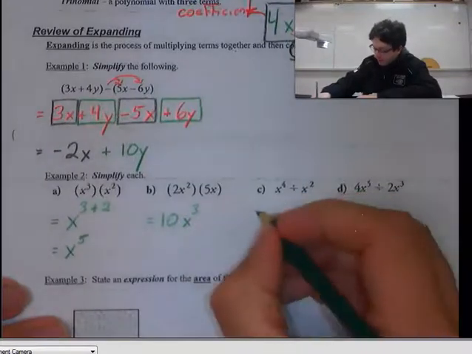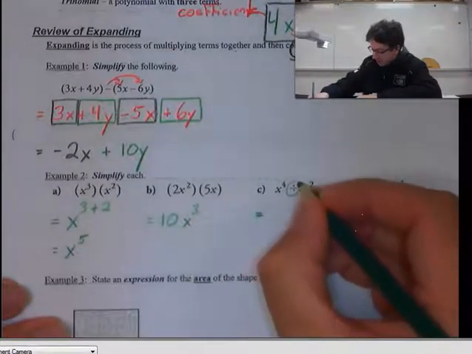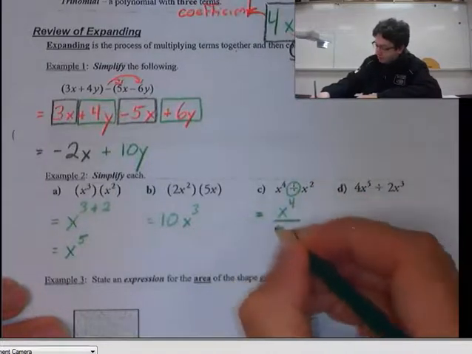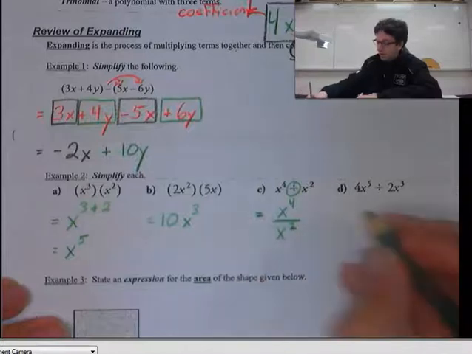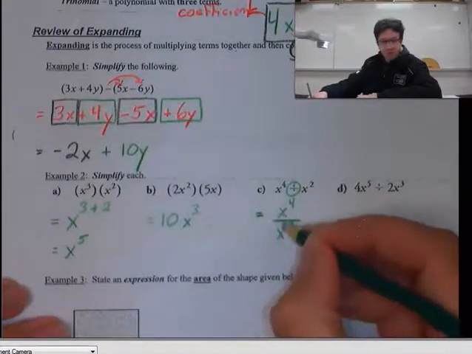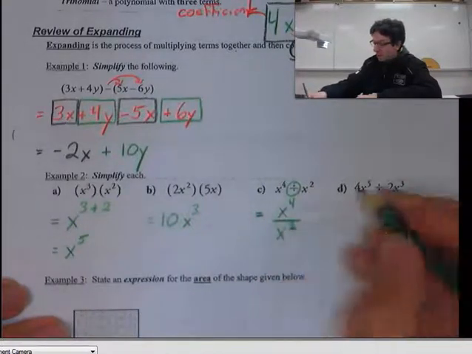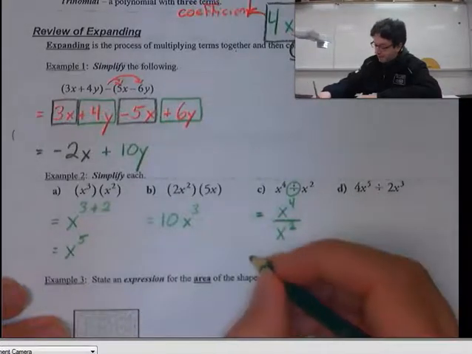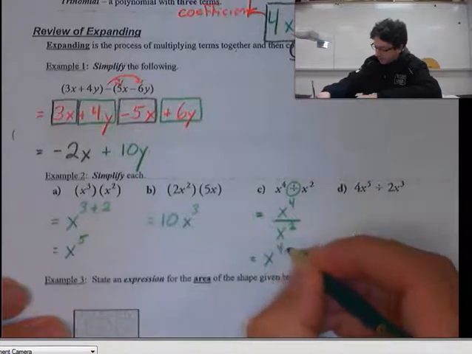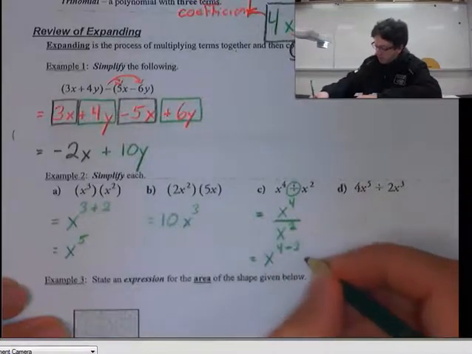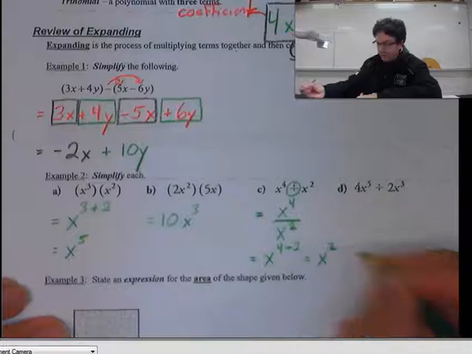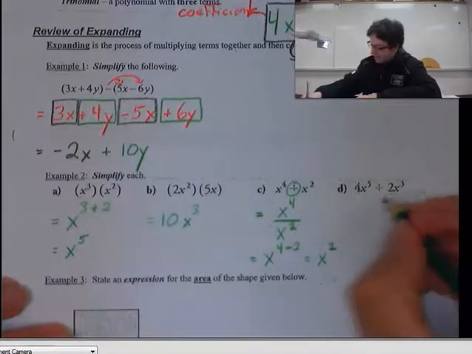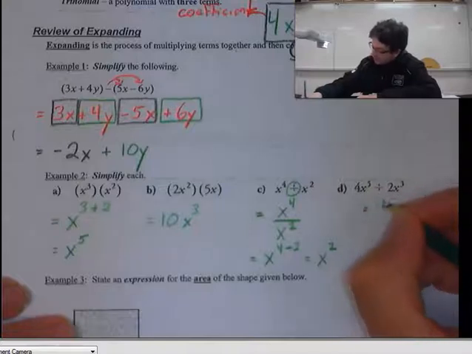Now this one, I don't really like using this symbol. I much prefer to write division as a fraction. Okay, and when you're dividing similar bases or the same variable, the exponents get subtracted. So it's 4 minus 2. So this equals x to the power of 4 minus 2, which is just x squared. And lastly, again, I'm going to rewrite this as a fraction because I prefer that.